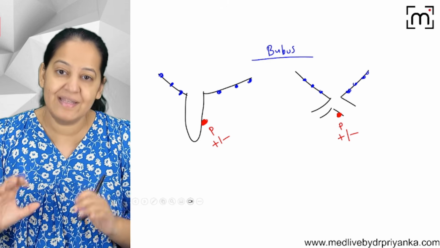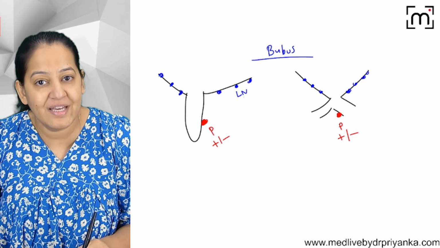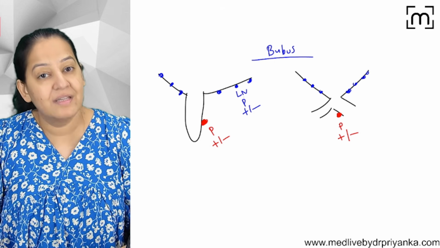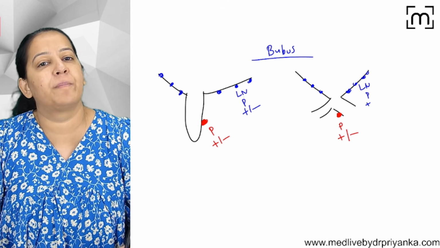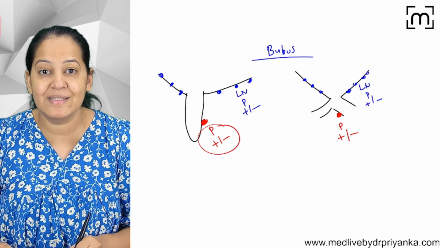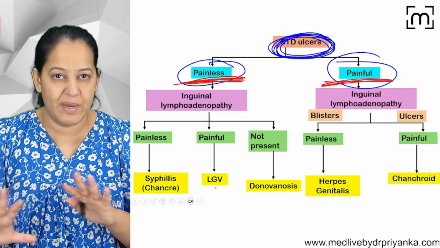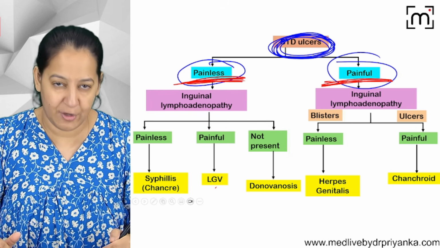Then the next thing we have to see is the inguinal lymphadenopathy, and we will decide whether this inguinal lymphadenopathy is painful or painless. So various combinations can be there. First you see whether the ulcer is painful or painless, and then you see whether the inguinal lymphadenopathy is painful or painless, based on which we are doing the differential diagnosis. I hope you are getting it.